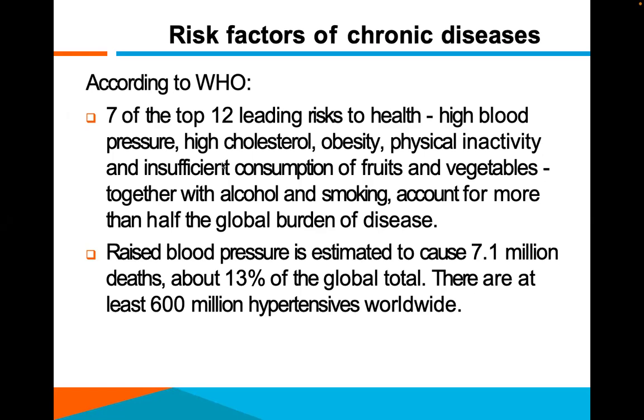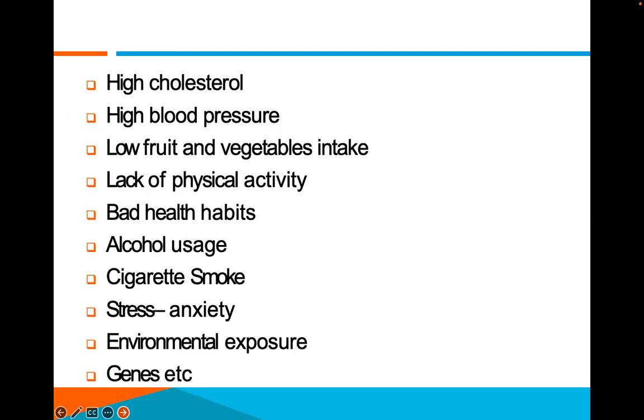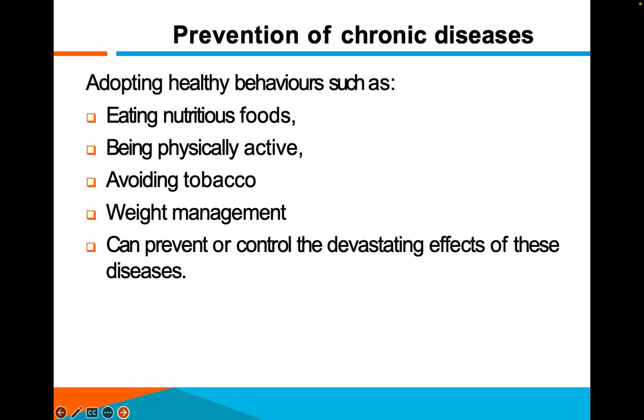These, in combination, raise your blood pressure, causing an estimated 7.1 million deaths, with about 13% of global total loss, and at least 600 million hypertensive cases worldwide. These must be known and they must be avoided if we want to improve our general health. And these are a list of non-communicable diseases and the factors that lead to them. How can we improve?